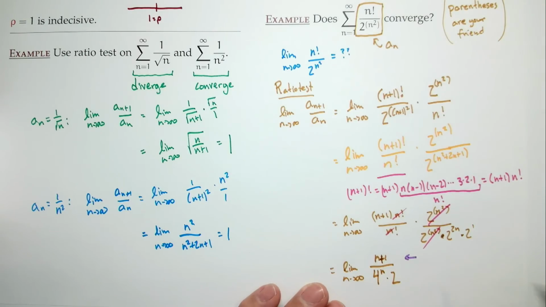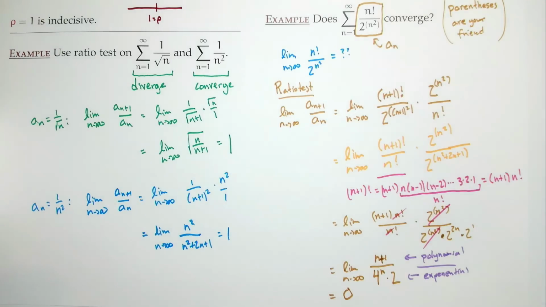The top, what is it growing like? Well, it's a polynomial. It's n. The bottom, what is that growing like? It's exponential. And now, which wins between polynomial and exponential? The answer is that exponential wins every time. That's an amazing thing about exponential growth. It just zooms off. So the limit is 0.